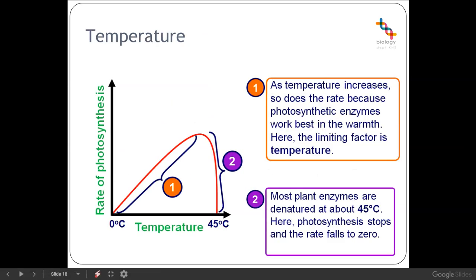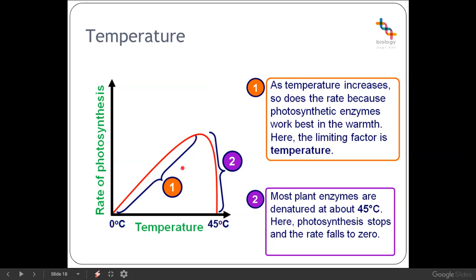And finally, our temperature graph is a little bit different. So as we increase temperature, again, the rate of photosynthesis is going to increase. If it's very cold, freezing, there's no photosynthesis taking place. As we let it get a little bit warmer, the rate of photosynthesis speeds up. So we get more and more photosynthesis as we get to a certain point.